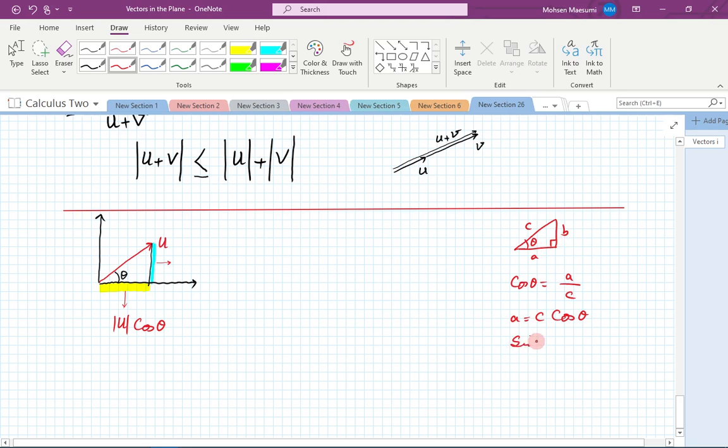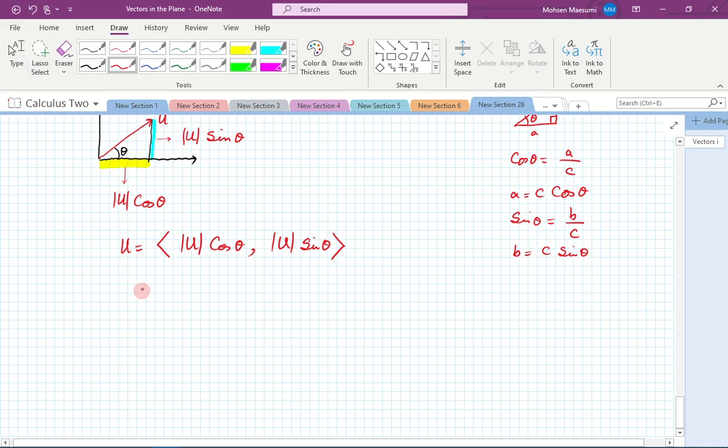You remember sine of theta is the opposite over the hypotenuse, so opposite is going to be hypotenuse times sine of theta. So this blue portion is going to be the length of u, the hypotenuse, times sine of theta. So you can take the vector u and show it like this: the length of u times cosine of theta, comma, the length of u times sine of theta. To make this look nicer, we can factor the length, put it outside and say it's cosine of theta, comma, sine of theta. So that's going to be the vector u.